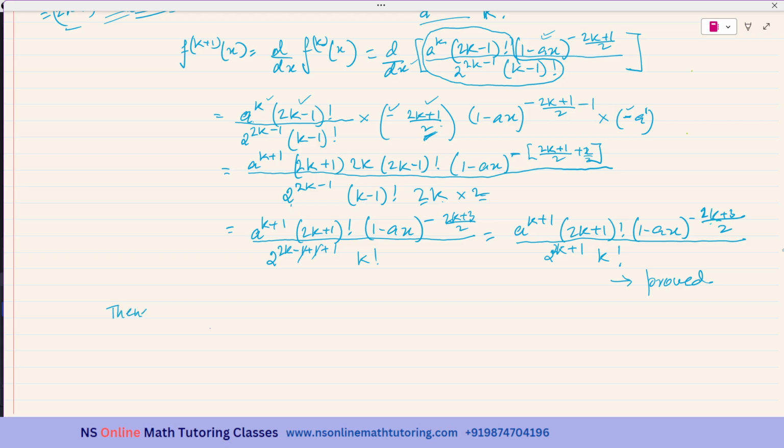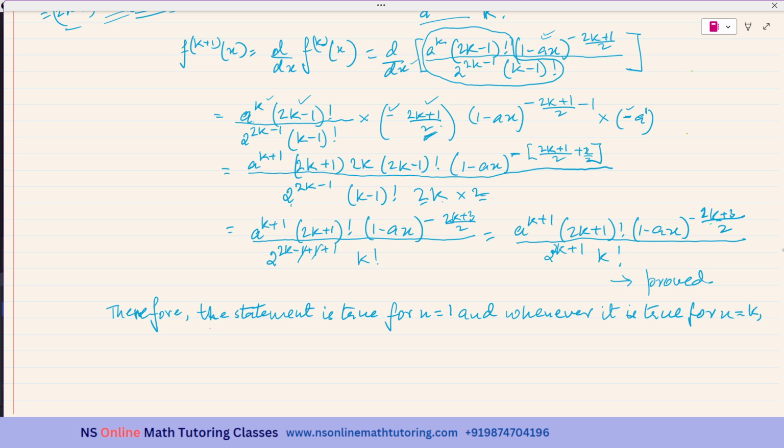Therefore, the statement is true for n equal to 1, and whenever it is true for n equal to k, where k is a positive integer, it is proved that the statement is true for n equal to k plus 1.